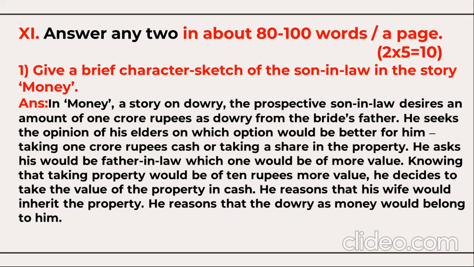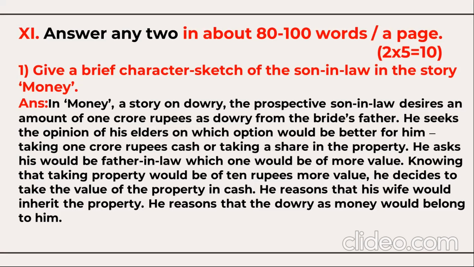Give a brief character sketch of the son-in-law in the story Money. In Money, a story on dowry, the prospective son-in-law desires an amount of 1 crore rupees as dowry from the bride's father. He seeks the opinion of his elders on which option would be better for him, taking 1 crore rupees as cash or taking a share in the property. He asks his would-be father-in-law which one would be of more value.